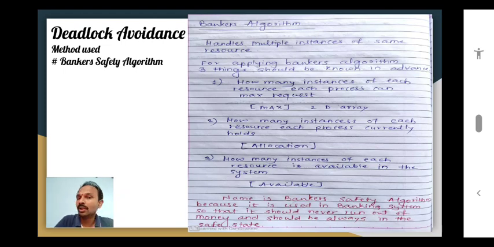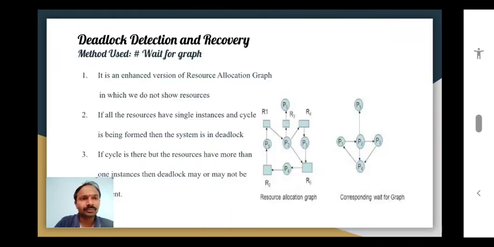Now let us learn about some theoretical part of Banker's algorithm. See, Banker's algorithm handles multiple instances of the same resource. In the previous wait-for graph method, we were only focusing on a single instance. A single instance will generate a cycle. In the previous diagram, you can easily observe that the cycle was generated: P1, P2, P3, P4 and P1. So here a cycle is generated, so there is a deadlock.